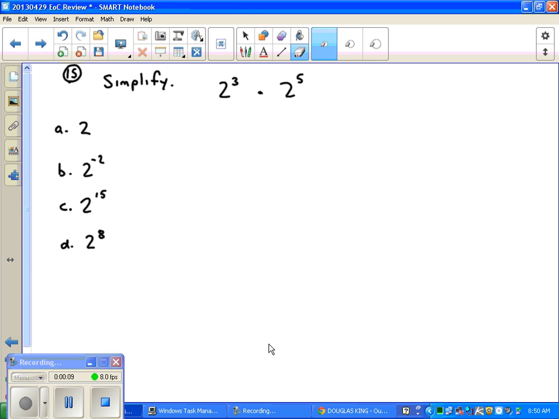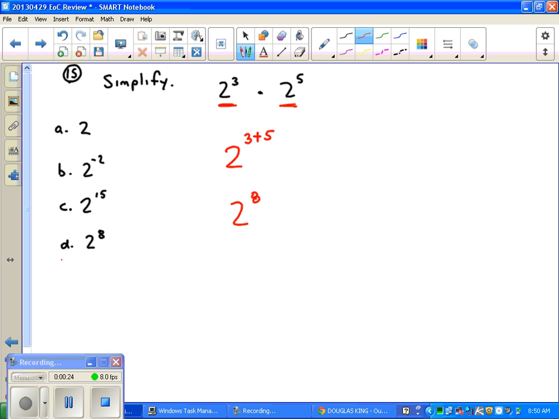It says simplify 2 to the third times 2 to the fifth. We're multiplying the same bases. Notice they're both the same. They're both 2. So you keep the base the same and you add the exponents, 3 plus 5, which becomes 2 to the 8th power, D.